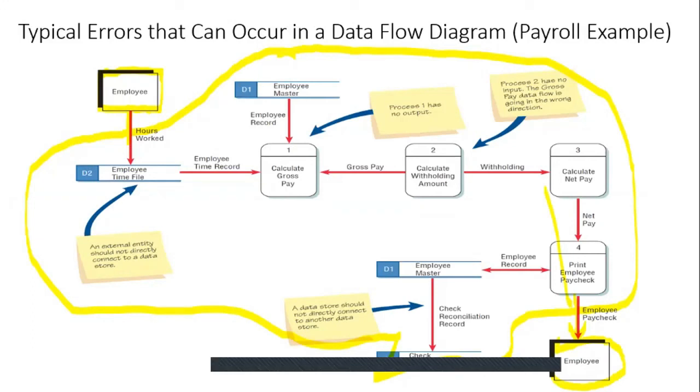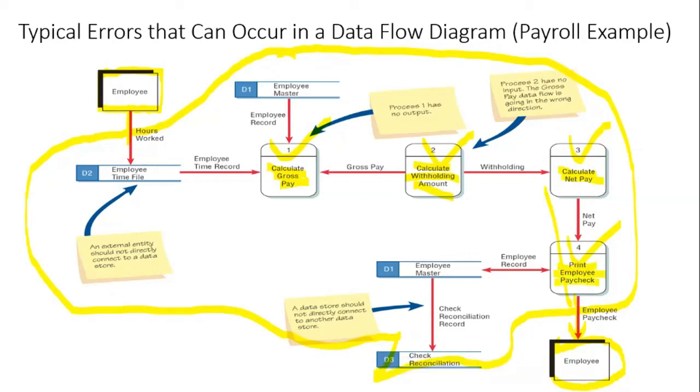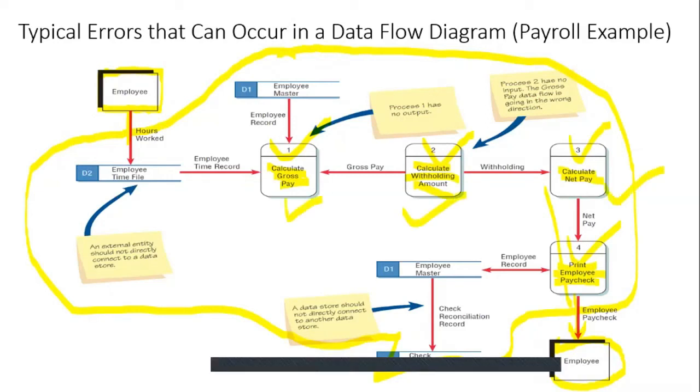This process of payroll system can be divided into 4 sub-processes. The first sub-process of payroll system is to calculate gross pay. Second one, to calculate withholding amount. Third one, to calculate the net pay. Fourth one, to print employee paycheck. These details about the payroll system and the different sub-processes are given by the business professionals or users. So these details are given in the problem.